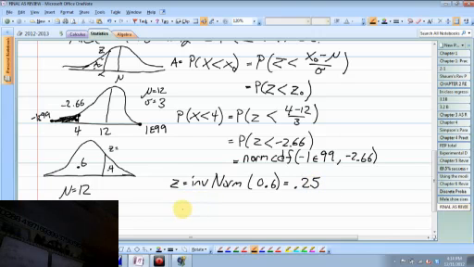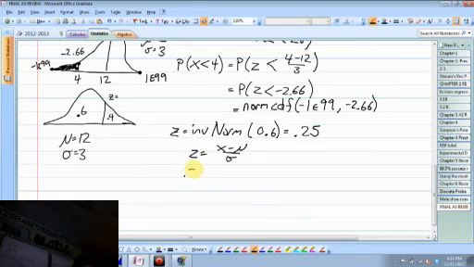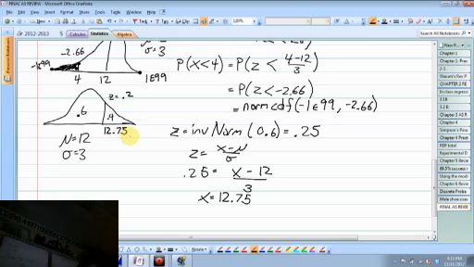So z equals x minus mean over standard deviation. So 0.25 is equal to the x, which is unknown, minus the mean of 12, which was given here, divided by 3, which is a standard deviation given here. And then 0.75, you would just solve that, let's see, 12.75. And then now you can just put all those numbers here, 0.25, 12.75.